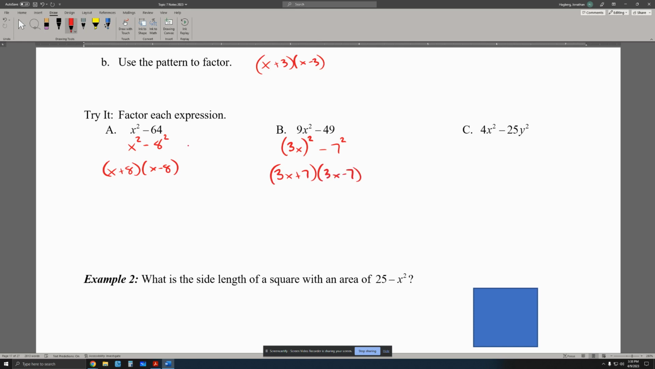Letter C. Here we have 4x squared minus 25y squared. Well, 4x squared is the perfect square of 2x, and 25y squared is the perfect square of 5y. So then what we have is the factorization 2x plus 5y times the quantity 2x minus 5y. You might have noticed a pattern that each of these factors look exactly the same except for the operation in the middle. It's plus and then minus. Otherwise, those quantities are exactly the same.